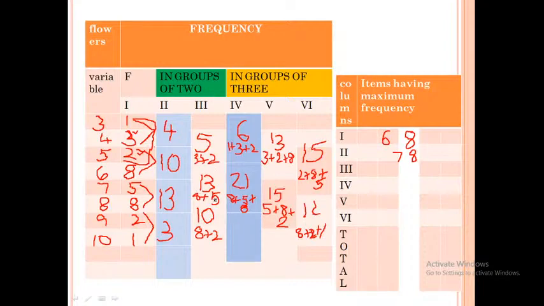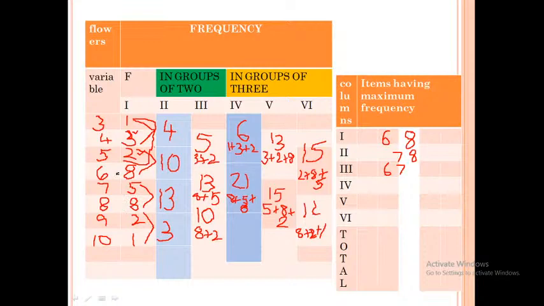In column 3, the maximum frequency is 13, and we got 13 by adding 5, 8 and 5. 8 corresponds to 6, and this 5 corresponds to 7. So 6 and 7.